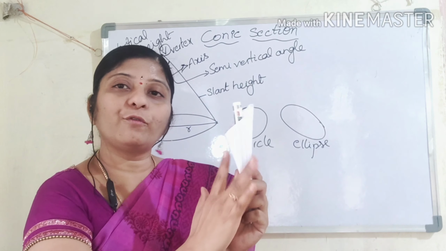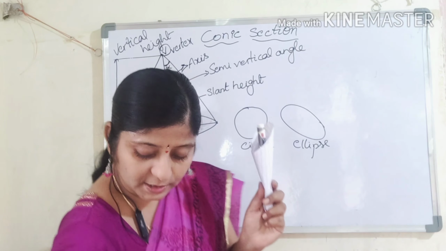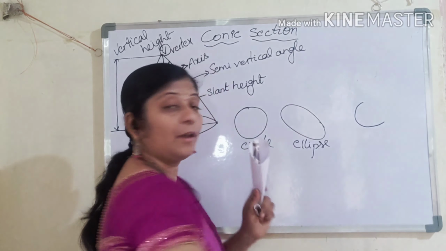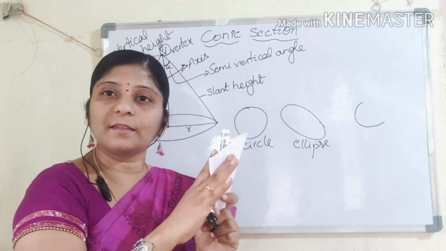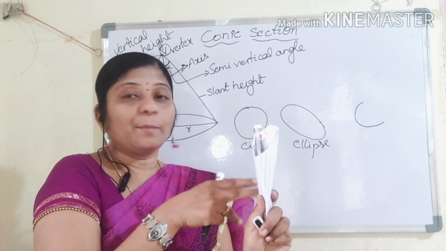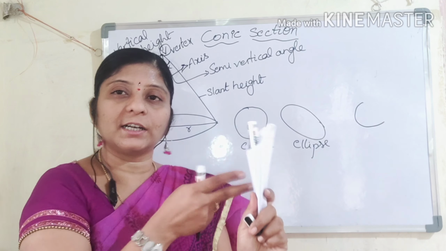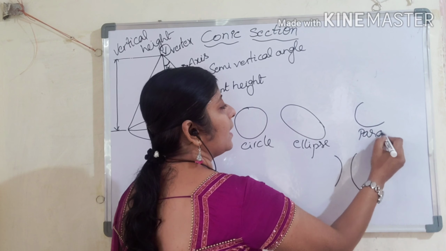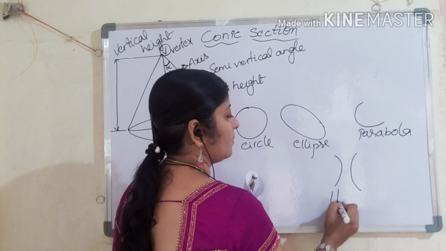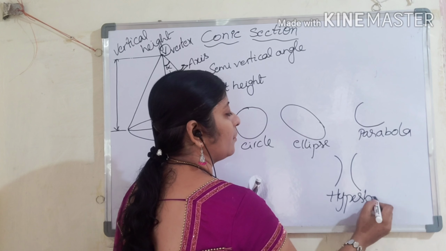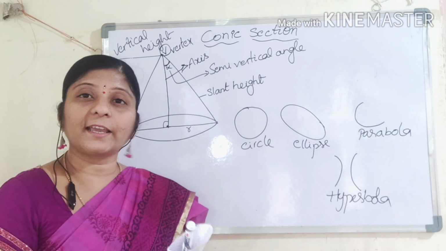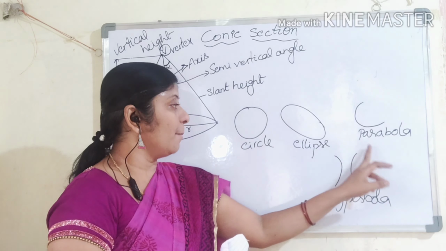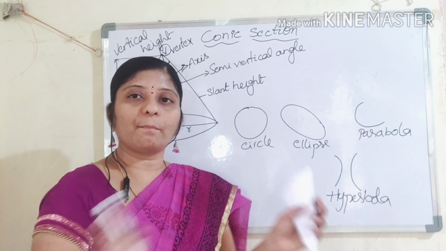From one side, if we cut this cone, we get a parabola. From two sides of the axis, if we cut this cone, we get a hyperbola. We study the circle topic separately, but here we will discuss parabola, ellipse, hyperbola combining.